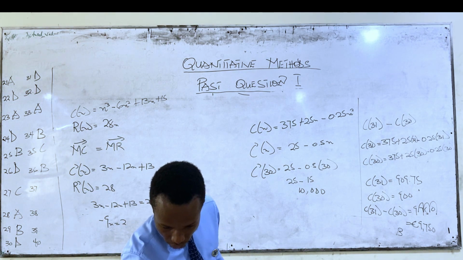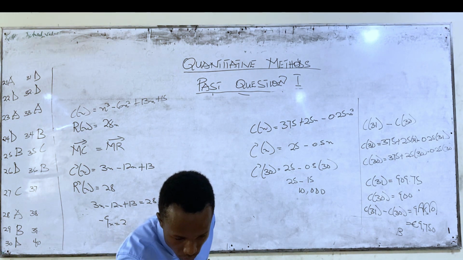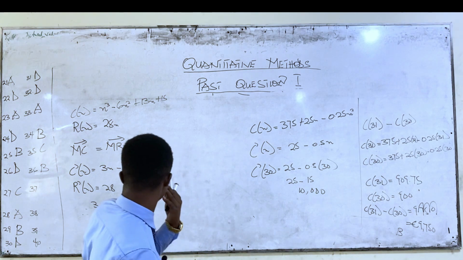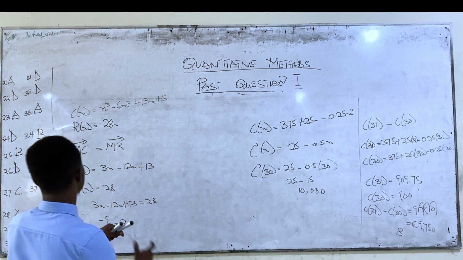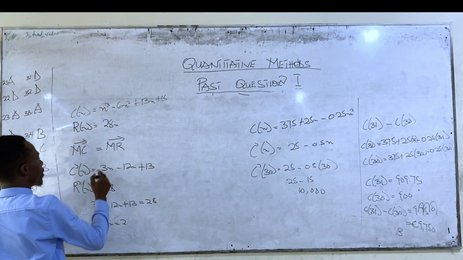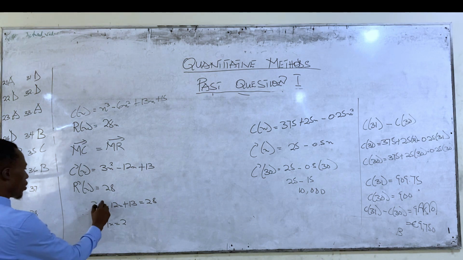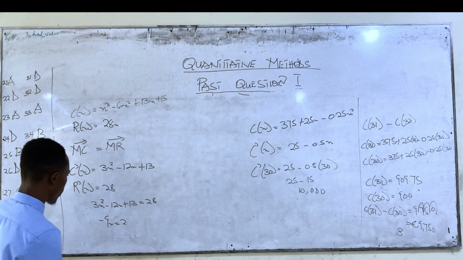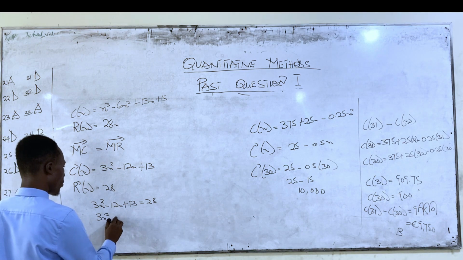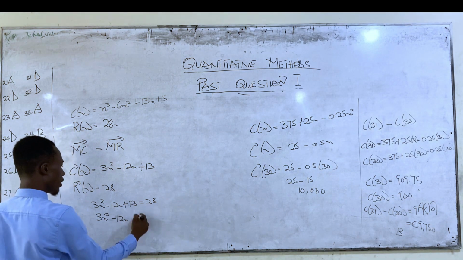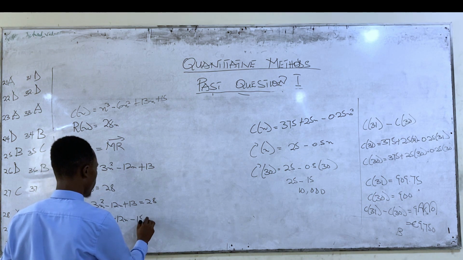Question number 37. We have 3x squared. When you differentiate this, you get 3x squared, not 3x. So you cannot simplify this one. You have 3x squared minus 12x, then when 13 comes over here, you get negative 15.